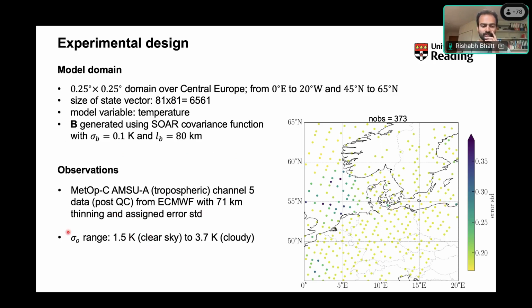The range of those standard deviations is from 1.5 Kelvin, which is usually under clear-sky conditions, to 3.7 Kelvin, which is under cloudier conditions. These standard deviations are assigned through the observation error modeling, which is done at the respective centers. We had data from both ECMWF and the Met Office, but for simplicity we are just using data from ECMWF here.